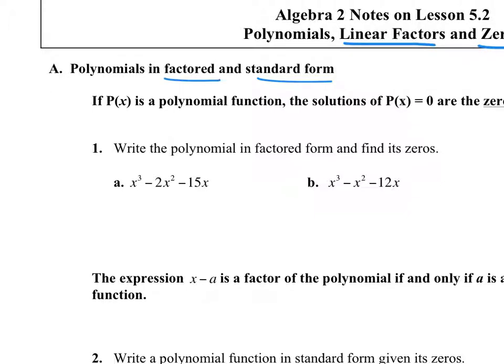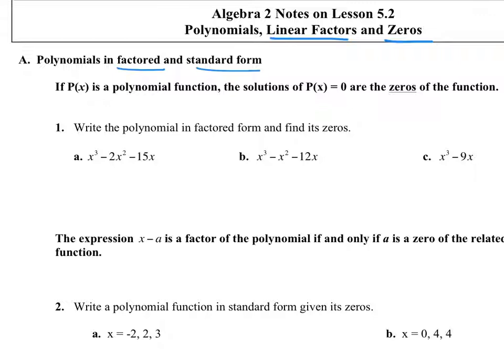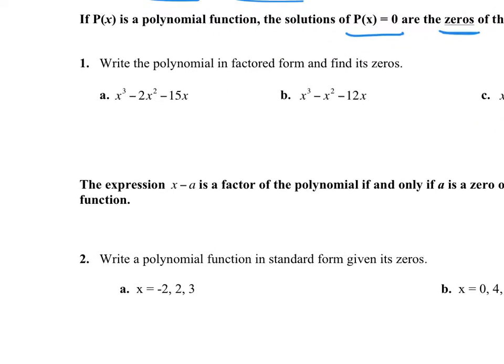And so it says here that if a polynomial is set equal to 0, then those are going to be the zeros of the polynomial. Okay, so I'll show you what that means. First of all, for number 1, we're going to write the polynomial in factored form, and then we're going to find its zeros. So you know how to factor, yes? We spent a whole week on factoring. But you know. I know how to factor the right way.